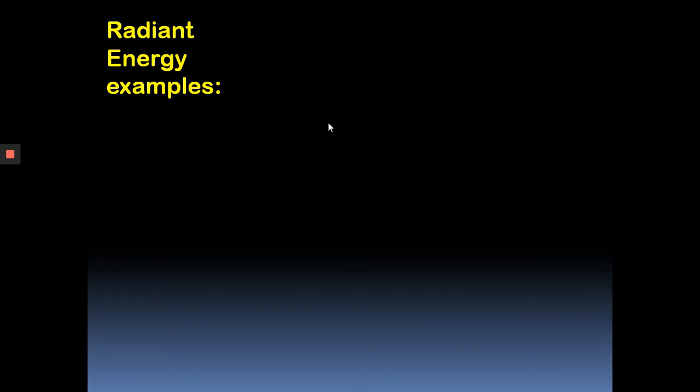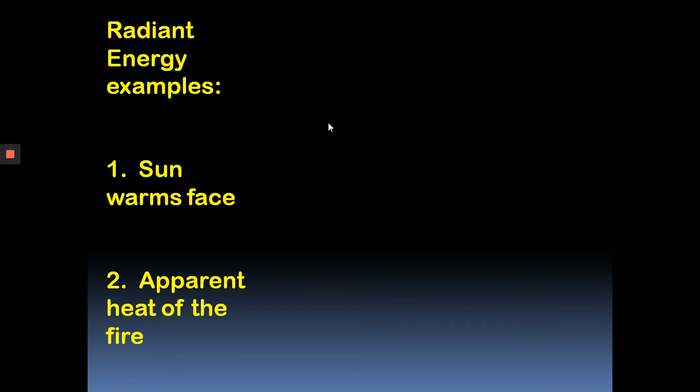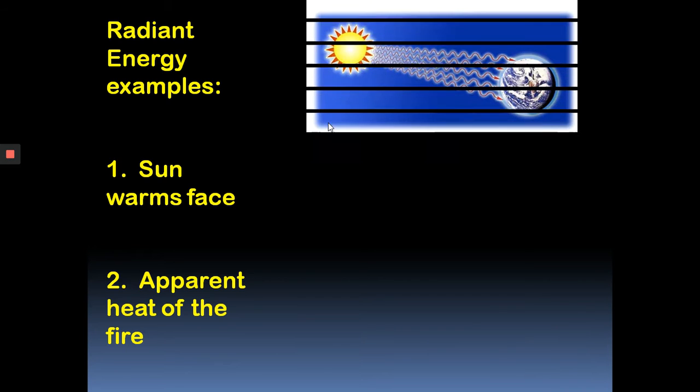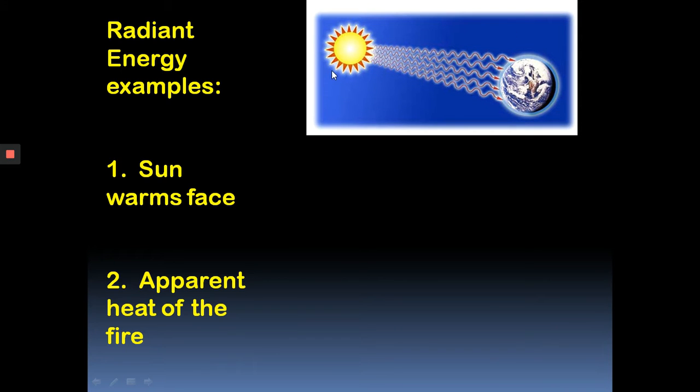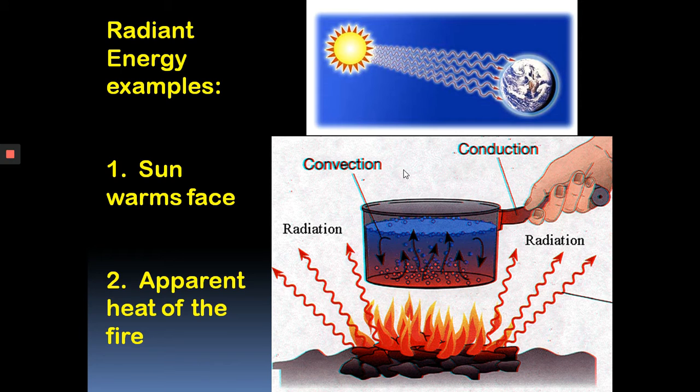So, radiant energy examples. How does that work? The sun is going to warm the surface of the planet. For example, the sun is directly radiating heat energy to the surface of the earth. And the second example is the apparent heat of a fire. Whenever you have an open flame, the energy is going to radiate out of it. And the fire that you see is the radiation of heat energy.